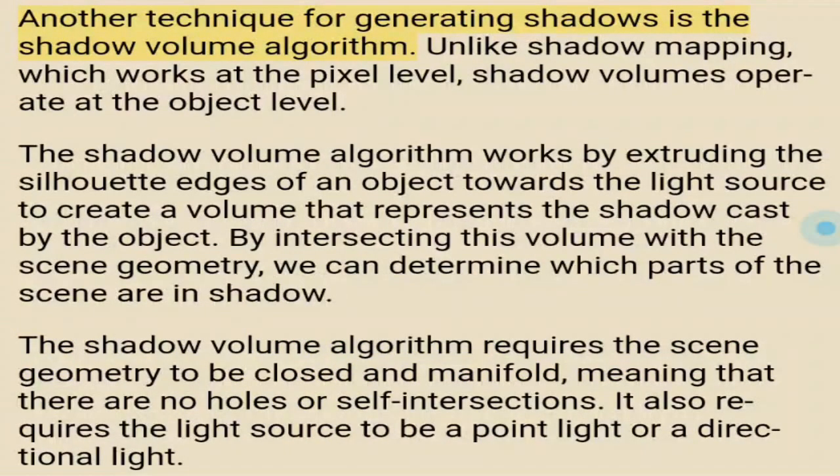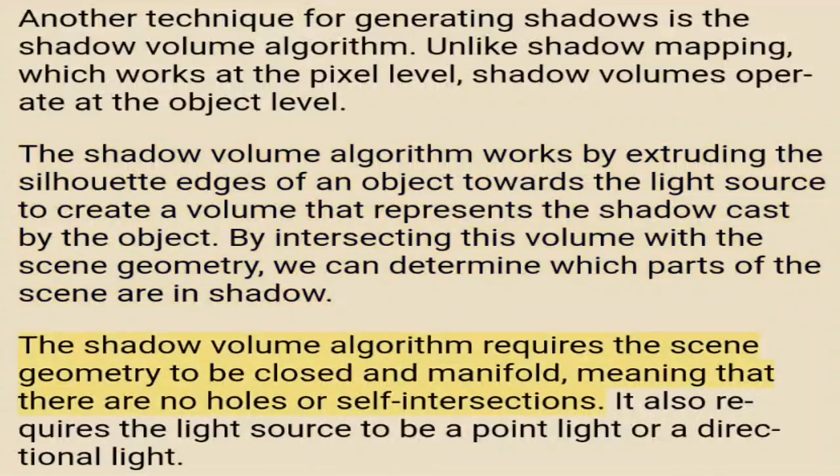Another technique for generating shadows is the shadow volume algorithm. Unlike shadow mapping, which works at the pixel level, shadow volumes operate at the object level. The shadow volume algorithm works by extruding the silhouette edges of an object towards the light source to create a volume that represents the shadow cast by the object. By intersecting this volume with the scene geometry, we can determine which parts of the scene are in shadow.